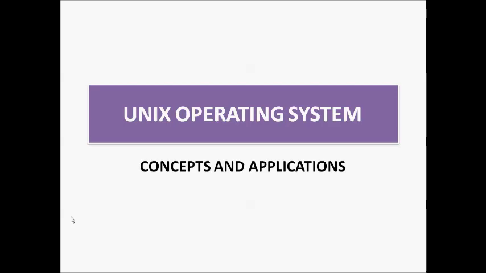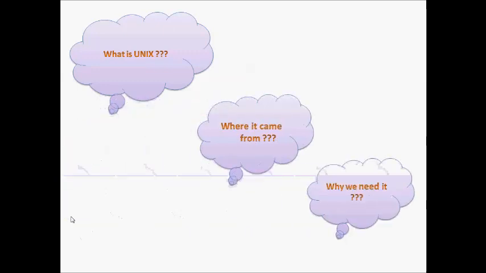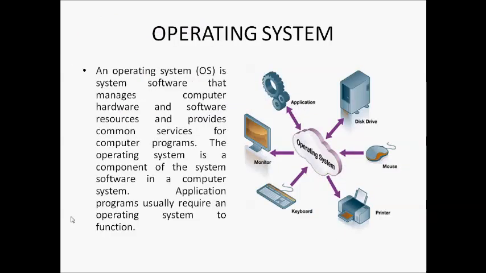Okay, so let's start. The first thing which comes to our mind when we learn any new thing, like we are learning Unix here, is: what is Unix, where did it come from, why do we need it? Don't worry, we will be learning these things within a few minutes. So what is Unix? Unix is an operating system. What is an operating system? An operating system is itself a software which communicates between the hardware and the applications of the system.